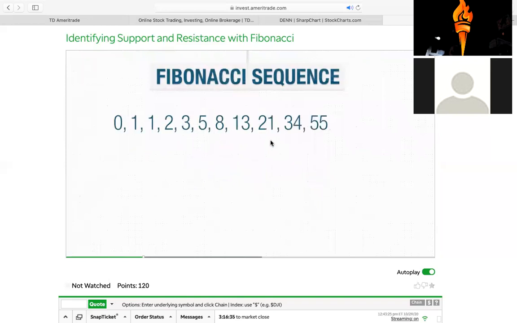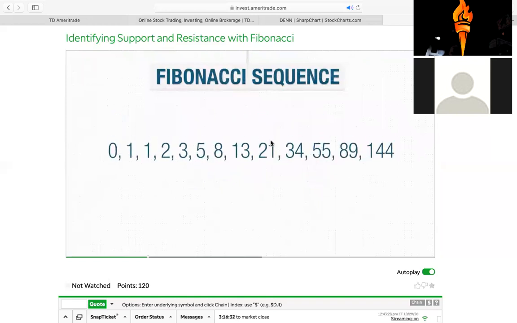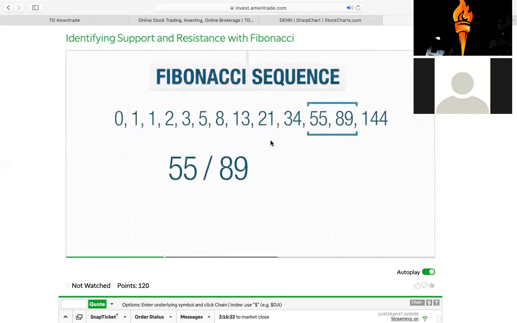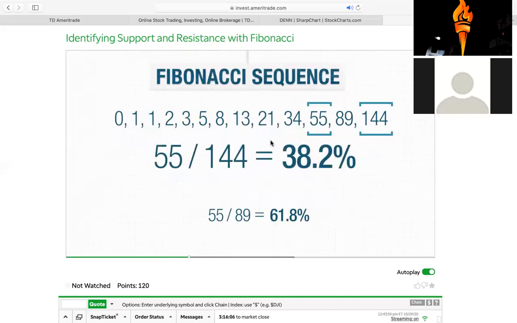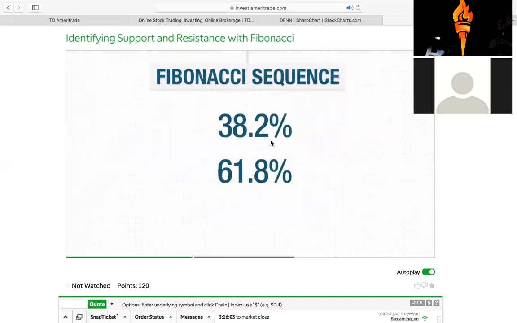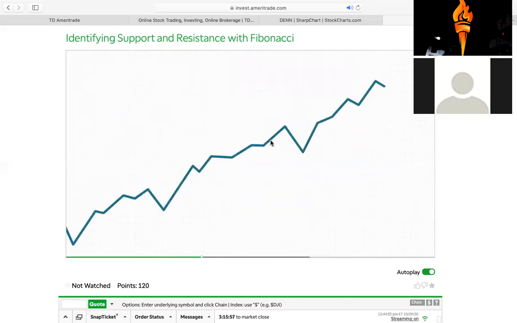The sequence creates a variety of ratios as well. One set of ratios can be calculated by taking one number in the sequence and dividing it into the next number. For example, when you divide 55 into 89, you get a ratio of 61.8%. To create another set of ratios, take that same starting number and divide it into the number that's 2 places after it. For instance, you could divide 55 into 144 and get another ratio of 38.2%. These ratios may seem arbitrary. However, to some investors, these figures can be used to identify frequent patterns of behavior in stock prices.